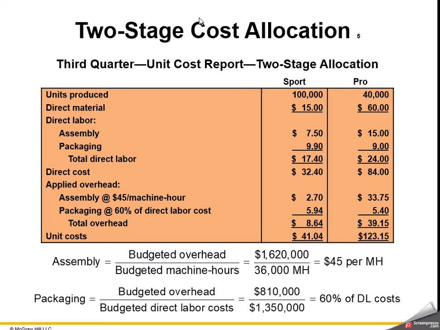Okay, when we have two-stage, then we're going to say, okay, well, it's assembly and packaging. So the assembly is going to be based on a machine hour, and then the packaging is going to be based on the percent of direct labor costs. So we're just trying to make it more detailed and really apply it to who uses what. So then now you can see we're applying it based on the machine hours for the sport and the pro, and then the packaging again based on the direct labor.